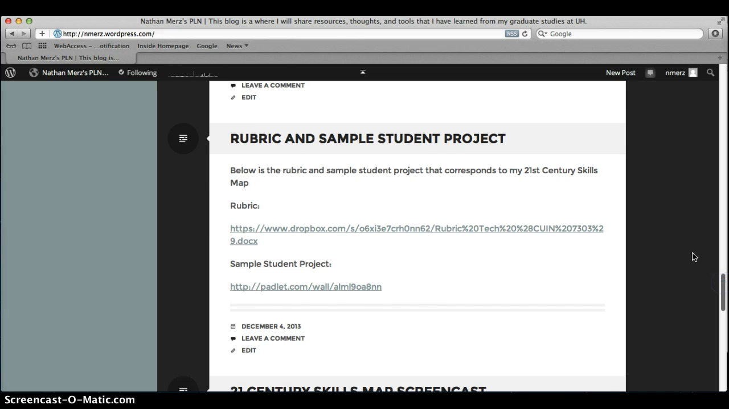The next post is basically just the rubric that I would use to grade the project from that 21st century skills map that I just discussed. And I also included a sample student project so that you would know what type of end product I'd be looking for the students to create when we use that skills map and project in my class.